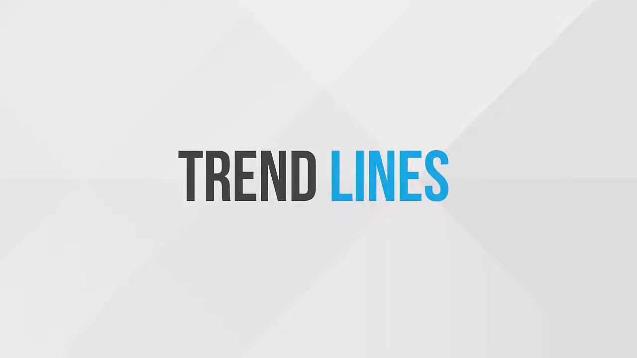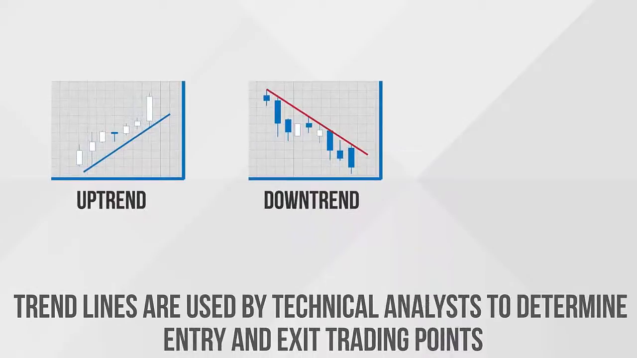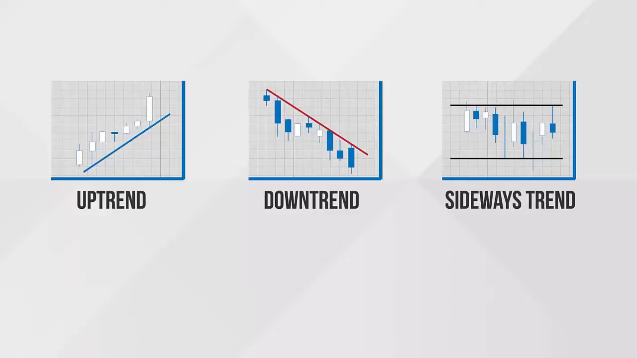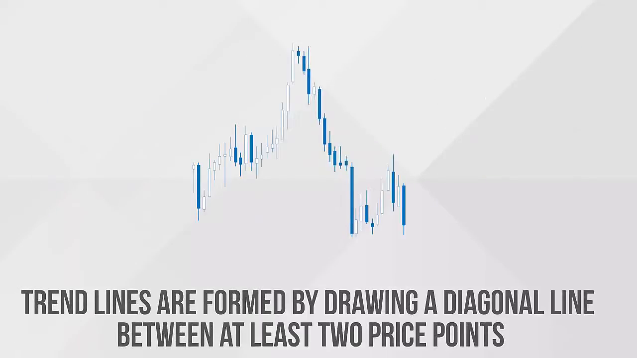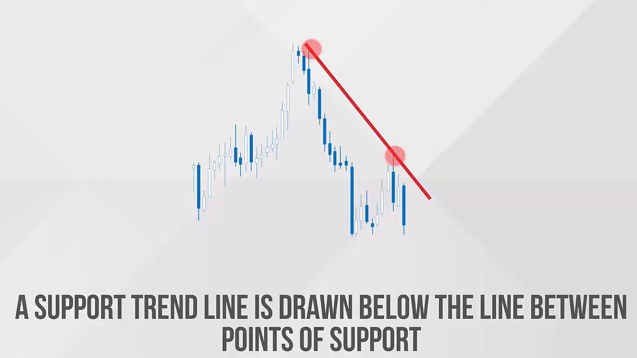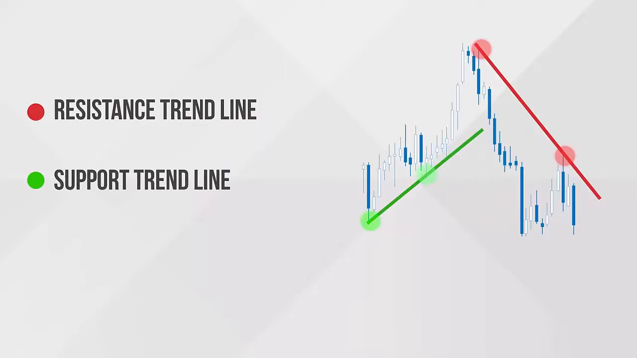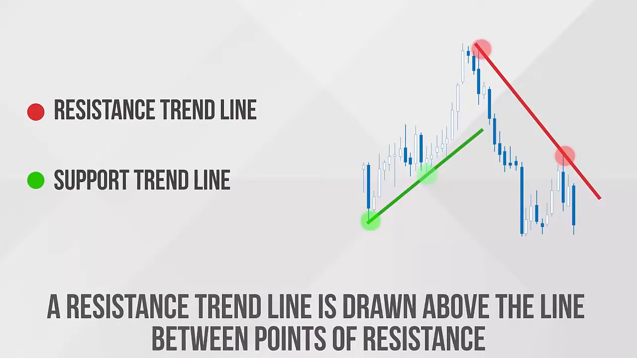Trend lines. Trend lines are used by technical analysts to determine entry and exit trading points. Trend lines are formed by drawing a diagonal line between at least two price points. A support trend line is drawn below the line between points of support, and a resistance trend line is drawn above the line between points of resistance.